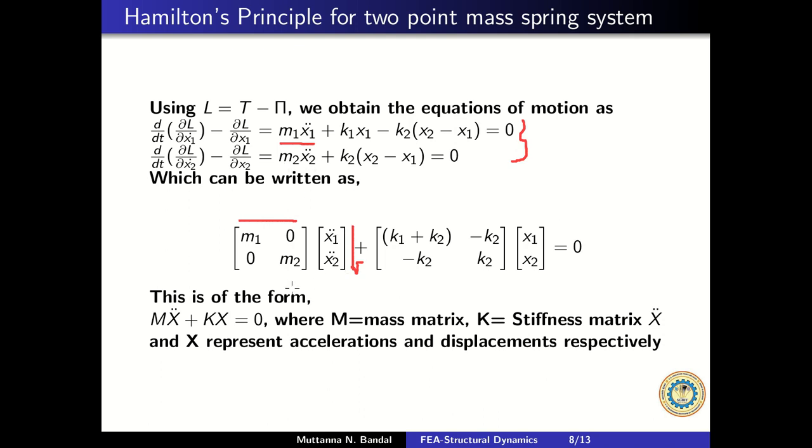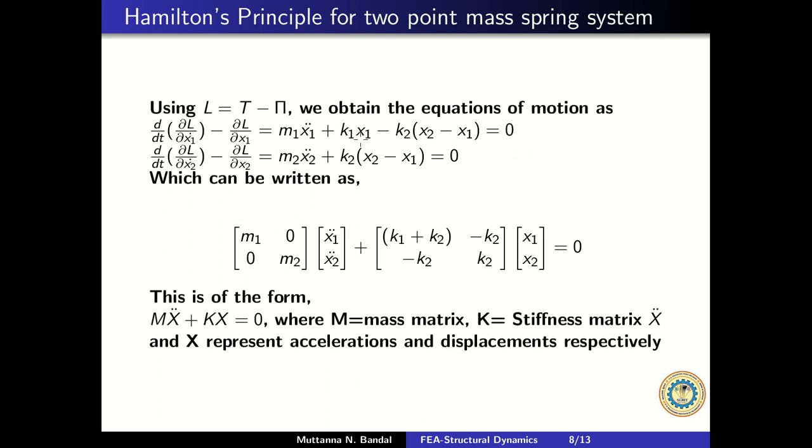Similarly, if I come to the second equation, there is no m1 term, or x1 term here, 0 into x1 double dot, so it is 0, and m2 into x2 double dot is the term appearing. So in the sense, this mass matrix will satisfy these two components in the above equations.